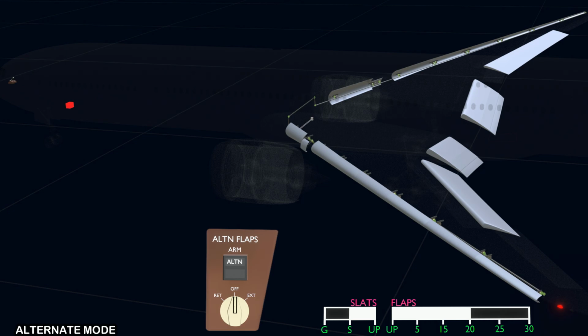As we have covered all the flight control surfaces, in our next part of the series, we will understand their function in flight. Thanks for watching.